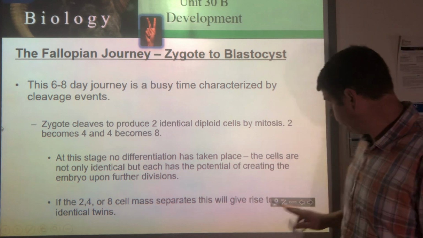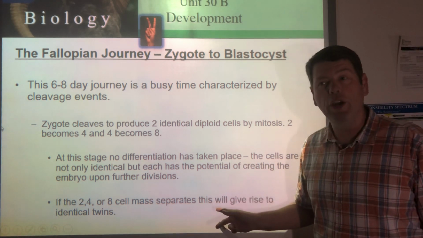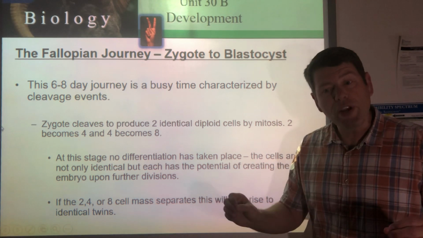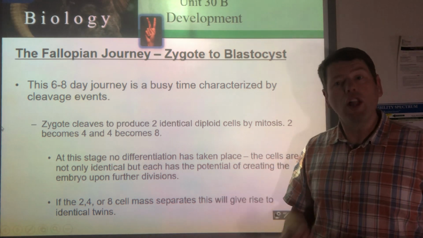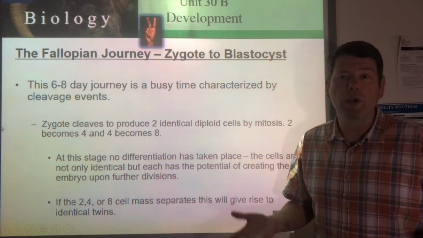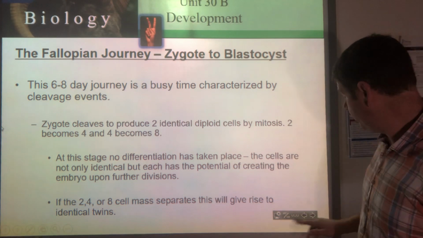At this stage, as you can see by the bottom line here, if some of those cells are able to break free, since they're all identical, they all have the potential to become a clone of each other. And so, of course, that's how you're going to ultimately get identical twins.